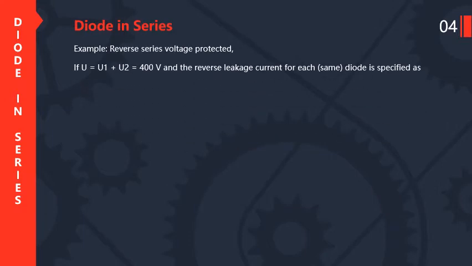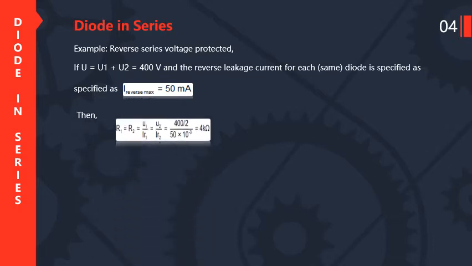For example, reverse series voltage protection. If U is equal to U1 plus U2 is equal to 400 volt, and the reverse leakage current for each diode is specified as I reverse maximum is equal to 50 milliampere, then R1 is equal to R2 is equal to U1 upon IR1 is equal to U2 upon IR2 is equal to 400 by 2 divided by 50 into 10 raised to the power minus 3. So if we calculate, the final answer is 4 kilo ohm.